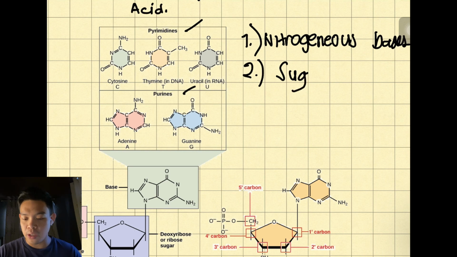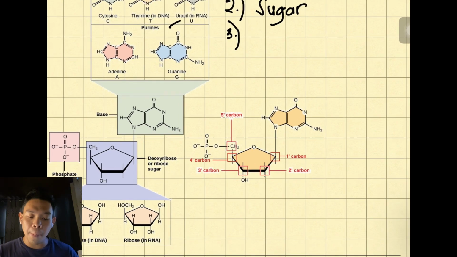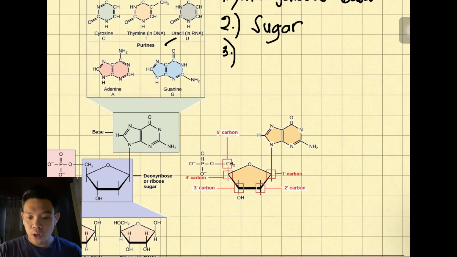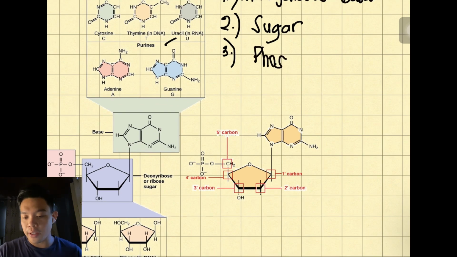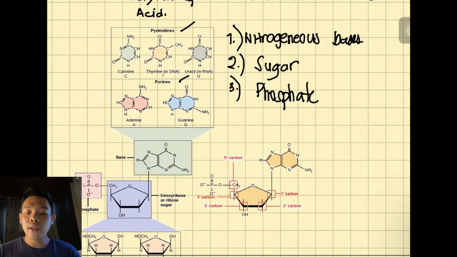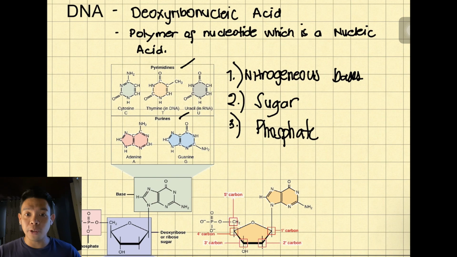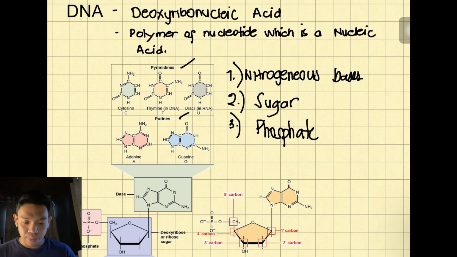So we have the nitrogenous bases and the sugar. The third part that contributes to a nucleic acid is the phosphate group. The phosphate group is very important because it connects the sugar backbone to the nitrogenous bases. And those are the parts of the nucleotide, or the monomer of the DNA.